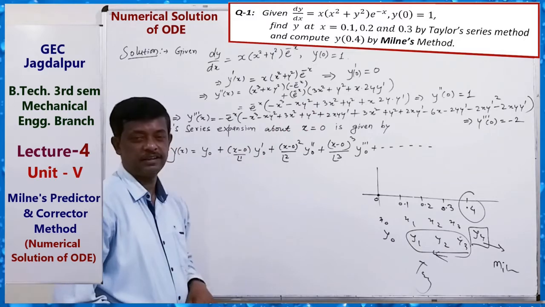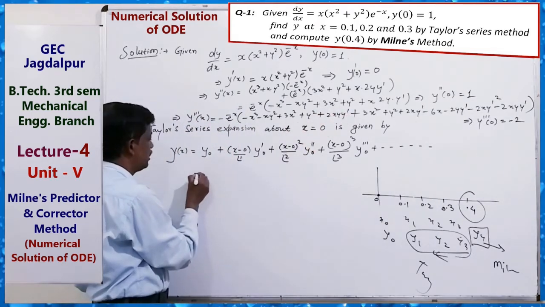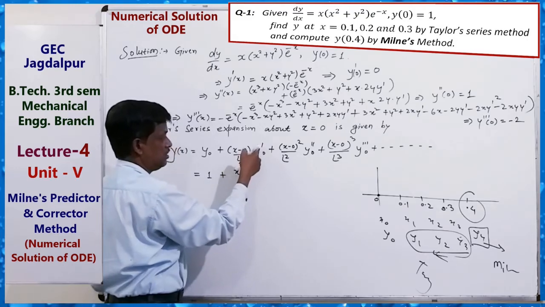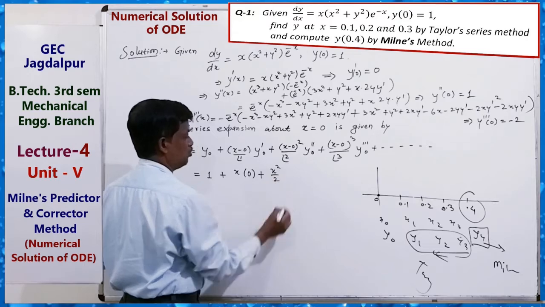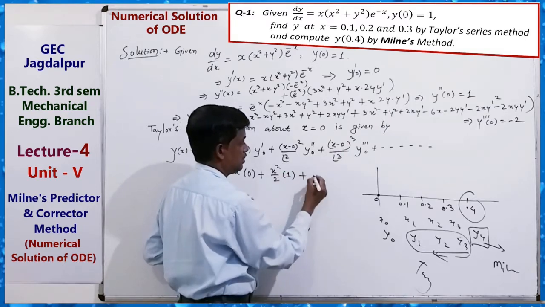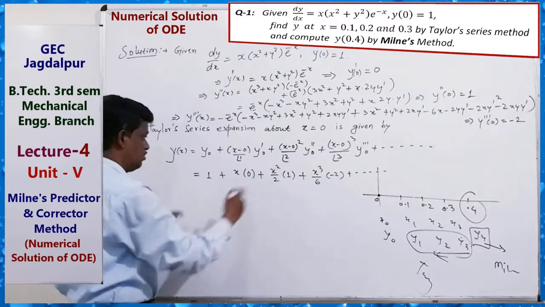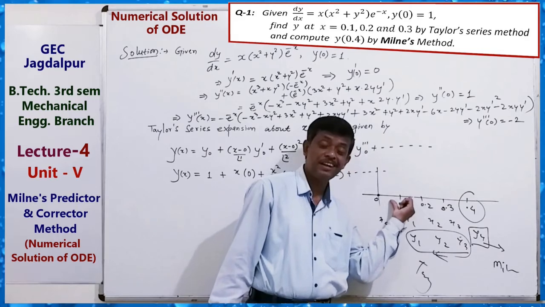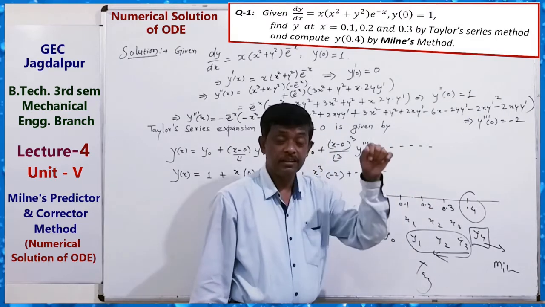And put these values here for these particular values, because about this point, about the origin, we can write y0 equals 1, 1 plus here x into y0 dash. y0 dash is 0, so this is 0, plus x square by 2 factorial, that is 2, y double dash 0 is 1, so this is 1, plus here x cube by 3 factorial, that is 6, y triple dash minus 2, and so on. Just you have to calculate by taking this value yx. This is used for finding the value of y at this point.